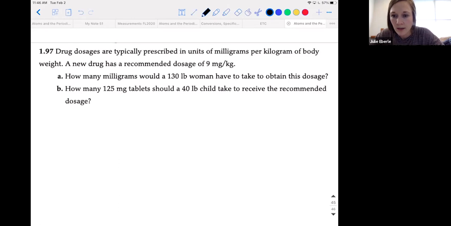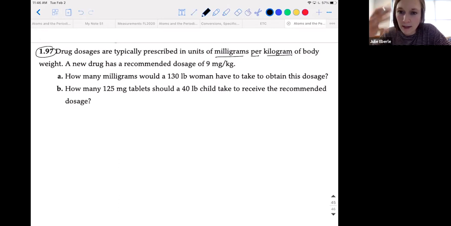I want you to try to work ahead of me. So we have a problem here. Again, this is found in the back of chapter 1 in your textbook. It says drug dosages are typically prescribed in units of milligrams per kilogram body weight. All right. Milligrams per kilogram body weight.